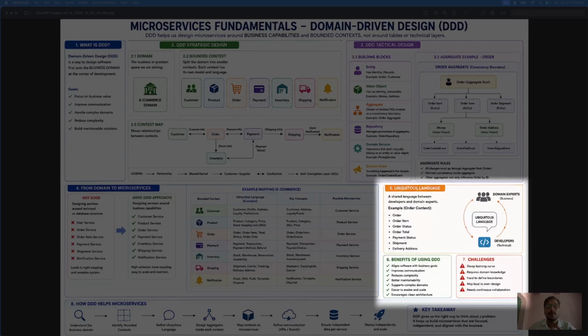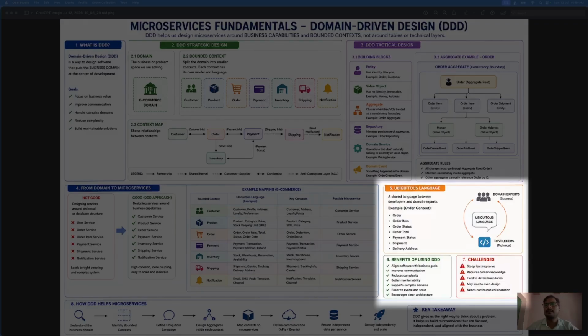Okay, now let's move to the next point. Ubiquitous language. What is ubiquitous language? Let's try to understand with an example. Business experts and developers often use different words. For example, the business team says reserve inventory. Developer says update inventory table. The business team says order shipped. Developer says status equals 4.